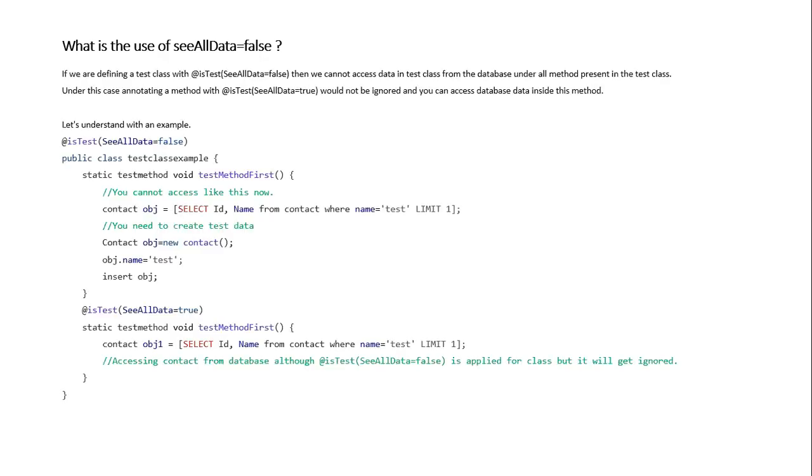SeeAllData equals false. That seems like we can check if the data in the org is false, or else the code coverage, whatever we have written, might be that. I'm not sure, but I tried. Yes, I'm going with the answer.